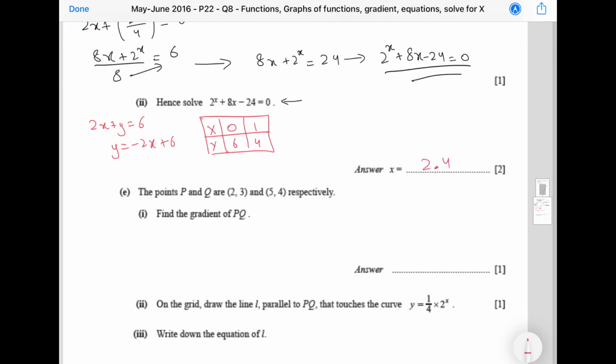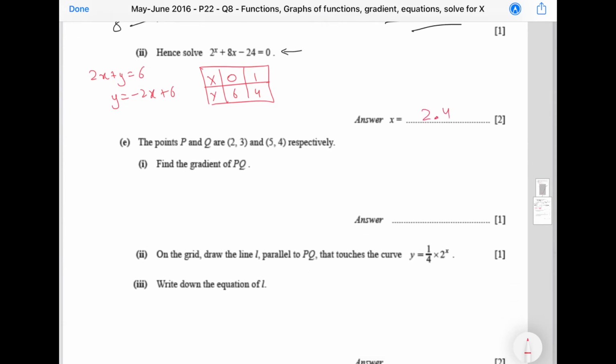Okay. The next part says the points P and Q are (2, 3) and (5, 4) respectively. Find the gradient of PQ. So in order to find the gradient of PQ, you need to subtract y2 and y1 over x2 and x1. That is 4 minus 3 over 5 minus 2. The gradient comes out to be 1 over 3.